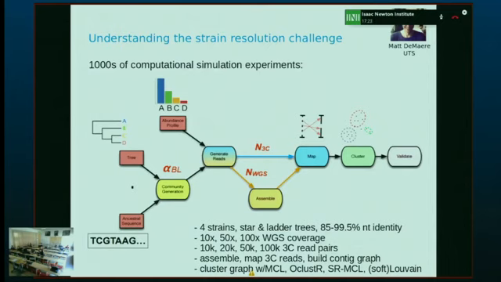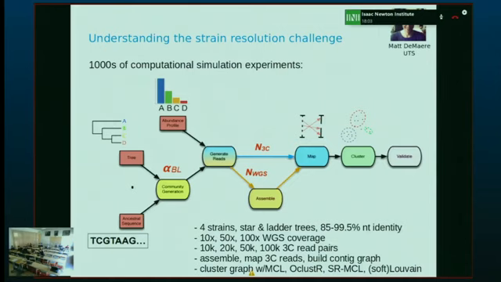We simulate metagenomic 3C read pairs, or Hi-C read pairs, at different depths. And then we conduct an assembly. We're not exploring different assembly algorithms, just a single algorithm there, and a single mapping algorithm to map those Hi-C reads back to the assembly. Then we looked at a few different clustering algorithms: Markov clustering, something called OClustR, SRMCL, which is soft regularized Markov clustering, and then two flavors of Louvain clustering, the basic Louvain algorithm, and a very trivial extension of that to generate soft clusters which overlap each other.